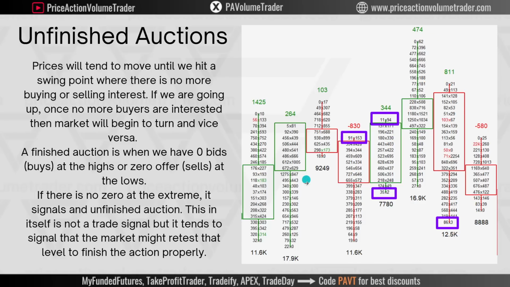Okay, so the unfinished auctions, this is not a concept that I actively use in my strategies, but it's something that is important to know, that in general you're going to want to see a 0 on the highs on the bids, and then you're going to want to see a 0 on the ask on the bottoms, on the ask or the sell side.